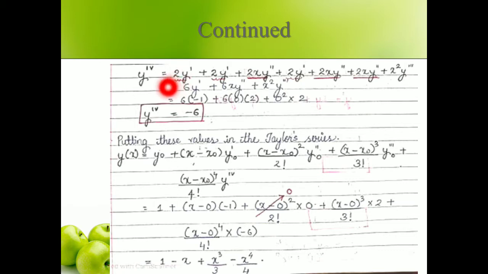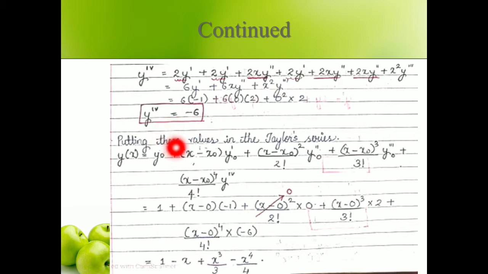Next, differentiating with respect to the fourth order, we get 2y dash plus 2y dash plus 2x y double dash plus 2y dash plus 2x y double dash plus 2x y double dash plus x square y triple dash. So substituting the values of y dash, y double dash, y triple dash and x value, we get y to the power 4 equal to minus 6.